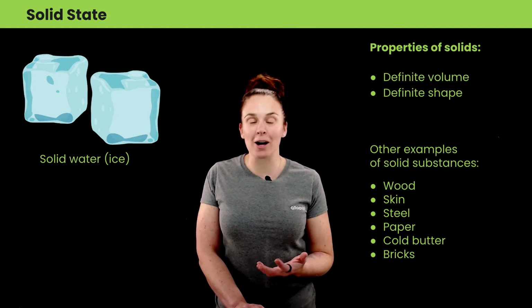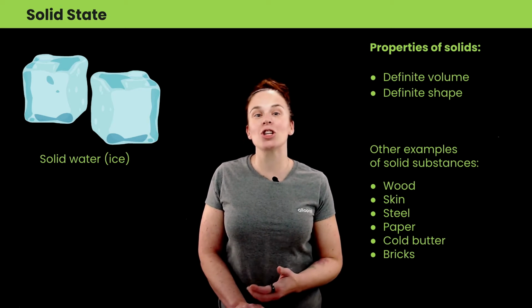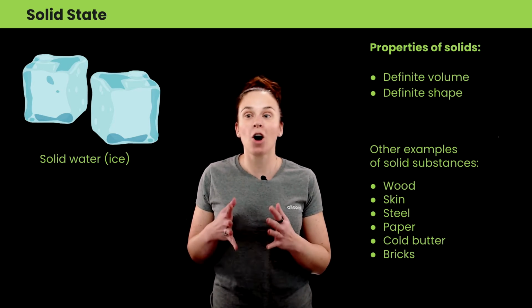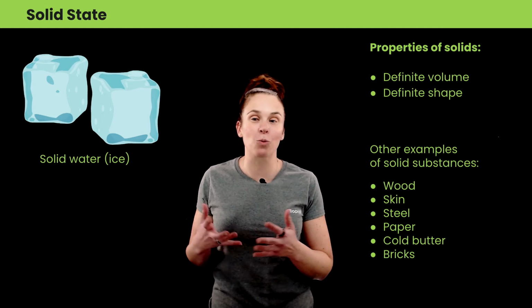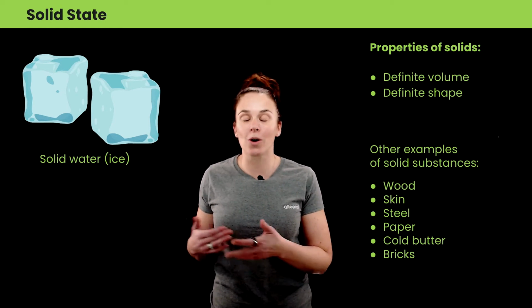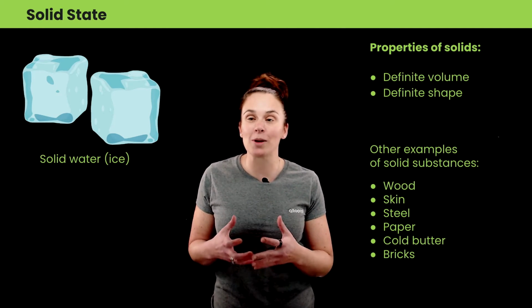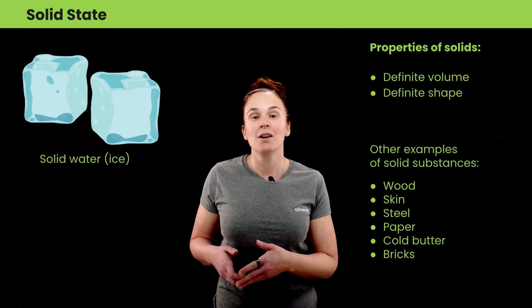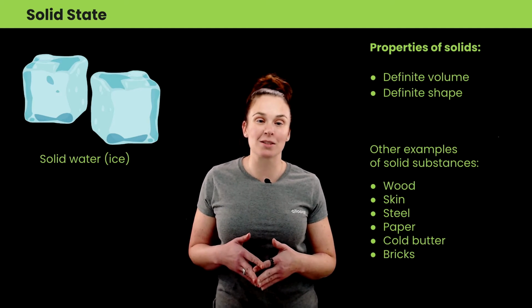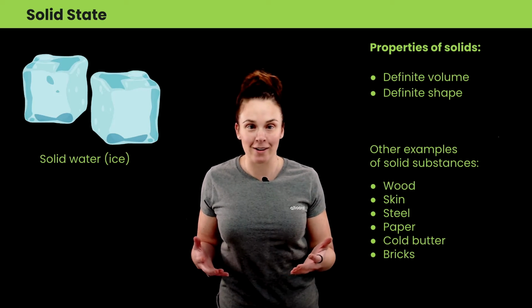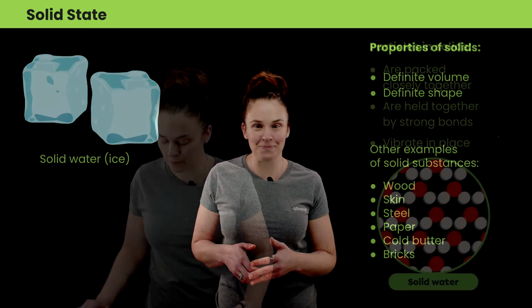The thing to remember about solids is that they have a definite shape and a definite volume, which means that these ice cubes stay in the same shape no matter where you put them, in an ice glass or on a piece of paper. They will always remain solid and they will always take up the same amount of space. Other examples of solid substances are wood, steel, paper, and cold butter. Just some examples for you.